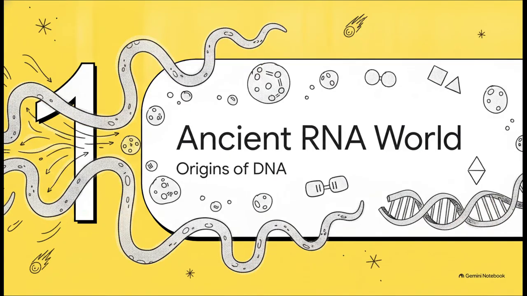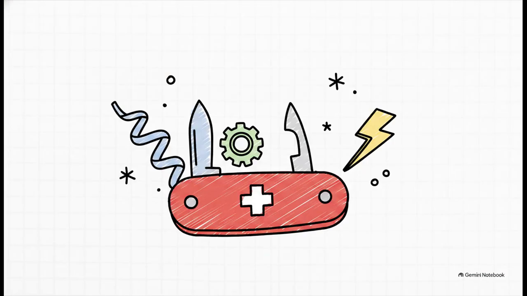Starting with Chapter 1, the ancient RNA world. We are going way, way back, billions of years, to the very first origins of our genetic code. Now, to really understand DNA, we actually have to look at its predecessor first. Science tells us that RNA was the absolute first genetic material.